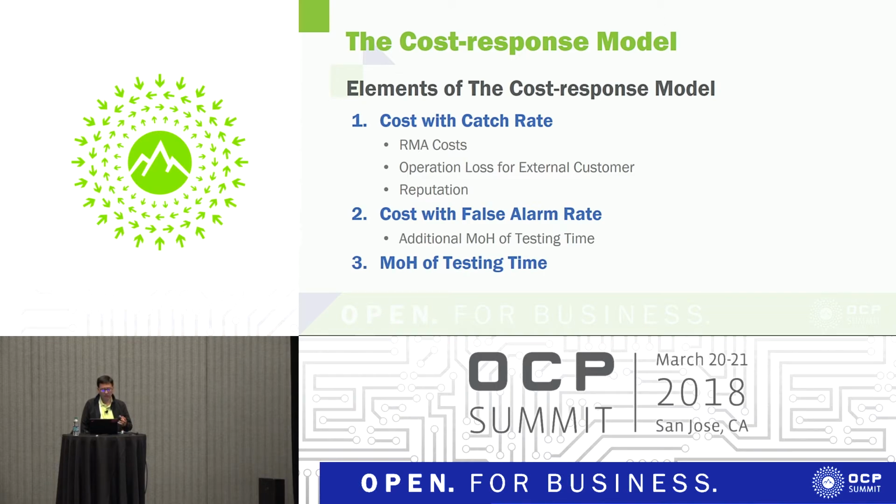Another one is, as I said before, there is some false alarm rate. How can we handle that? There is additional cost. We have to test it again. The third one is we do shorten the testing time, so the test cost, the MOH, will be reduced. So there's some combination, and we try to figure out how much we can improve by those models.